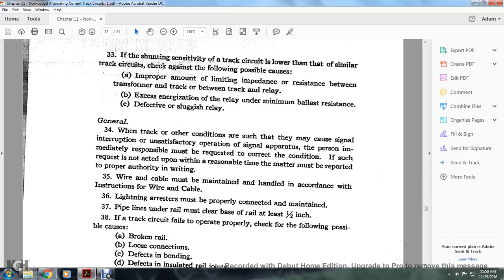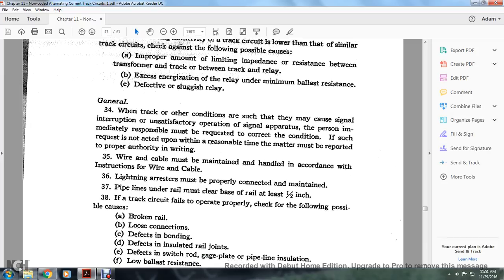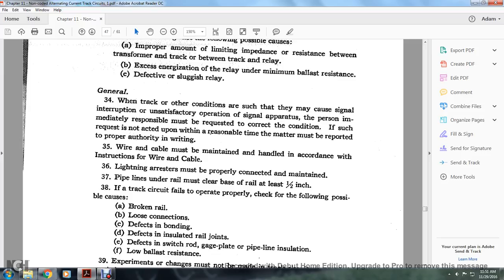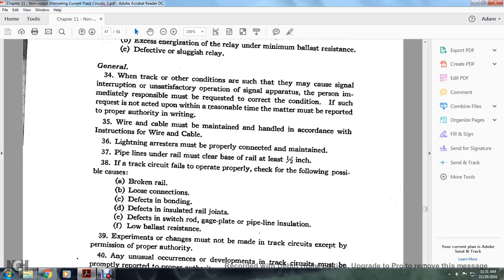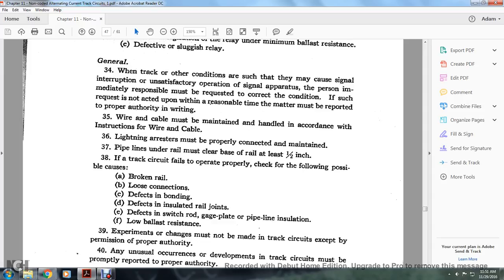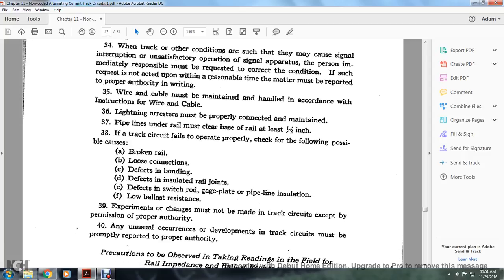36. The lightning arrestor must be properly connected and maintained. 37. The pipeline under the rail must be clear of the base of the rail by at least 1.5 inches. 38. If the track circuit fails to operate properly, check the following possible causes: broken rail, loose connections, defective bonding, defects in insulated rail joints, defects in switch rod and gauge plates, pipeline insulation, low ballast resistance. 39. No change of the pipe must be made in the track circuit without the permission of the proper authorities.